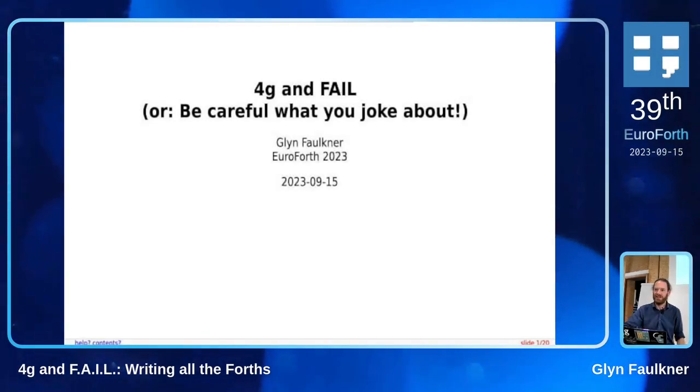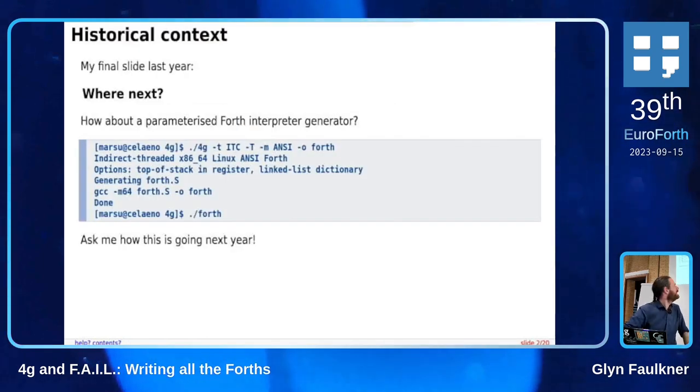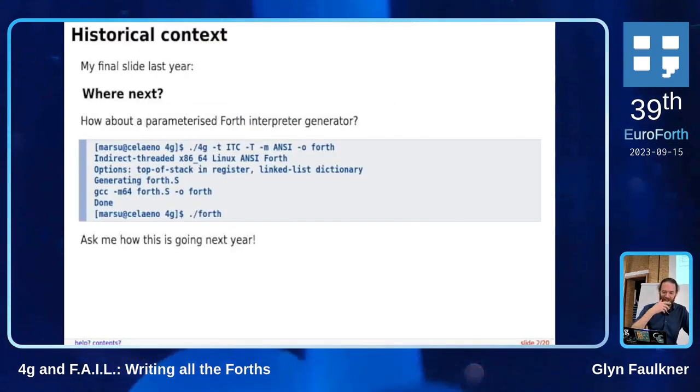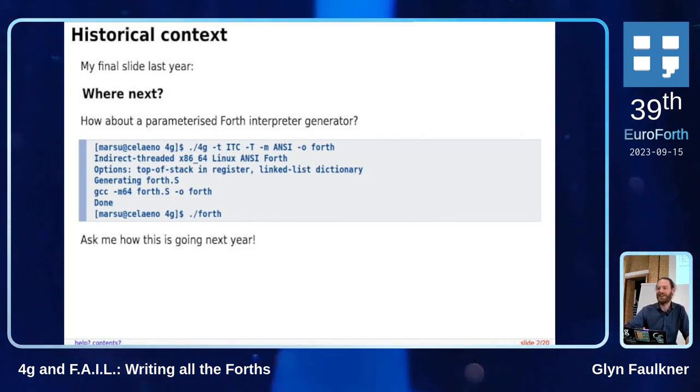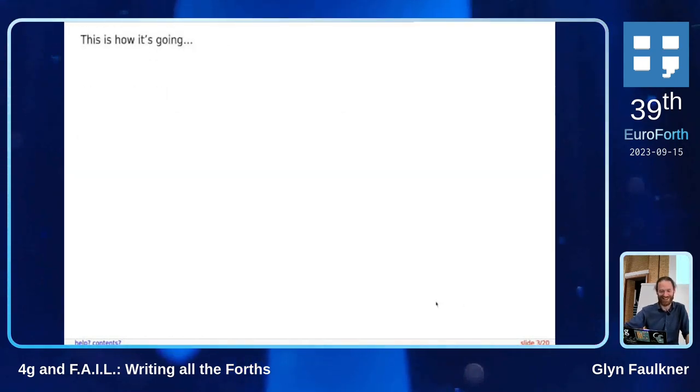Okay, so yeah, this is a sequel to last year's talk. To give some historical context, this is the text from my final slide last year. Where do I go next with my hobby of writing Forth interpreters that will never be used for anything? I was like, what if we could generate them programmatically? Guess what I've been doing this year? I said at the end, prophetically, ask me how this is going next year. This is how it's going.